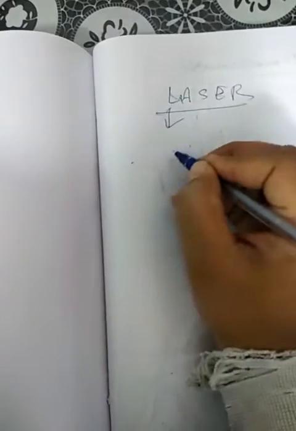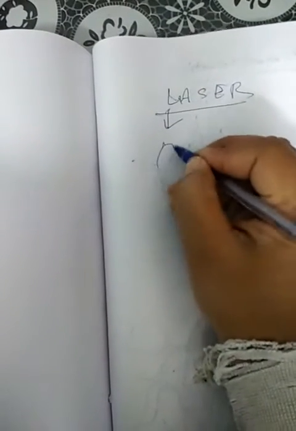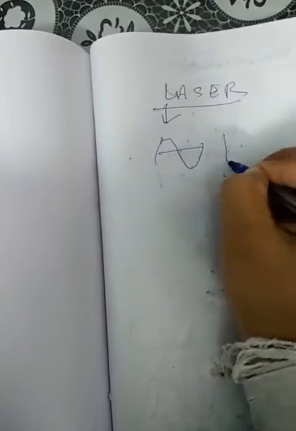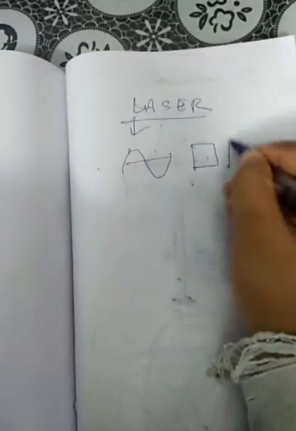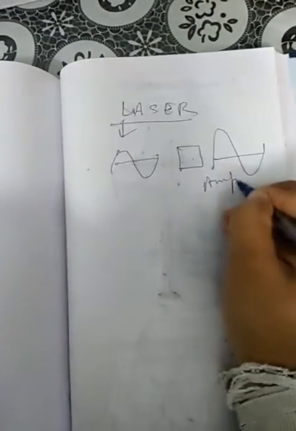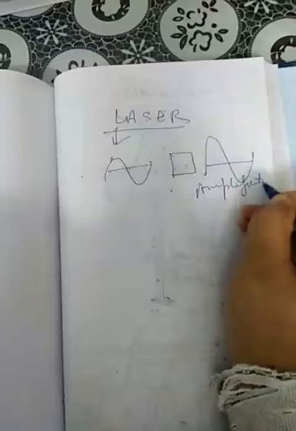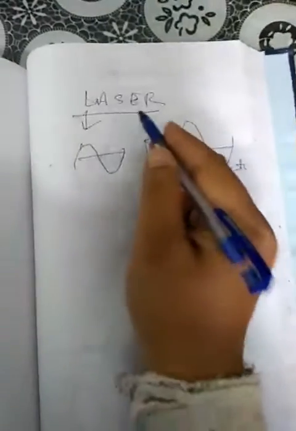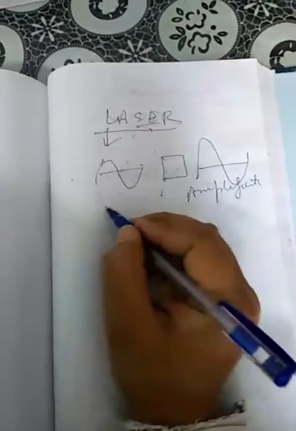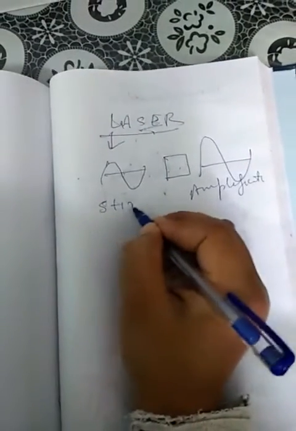Now we have discussed that laser is light amplification by stimulated emission. Light has to be amplified. What do you mean by amplification? For example, any signal which passes through a certain region gets enlarged. That is called amplification. So that is the process of amplification. Then stimulated emission, a process you have to understand.